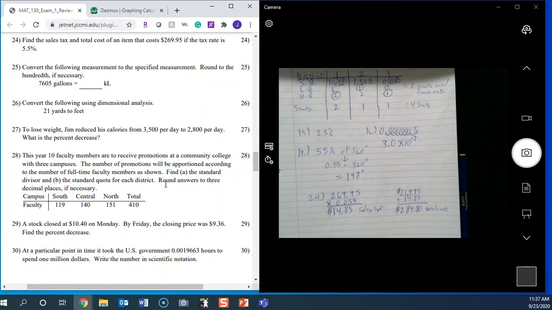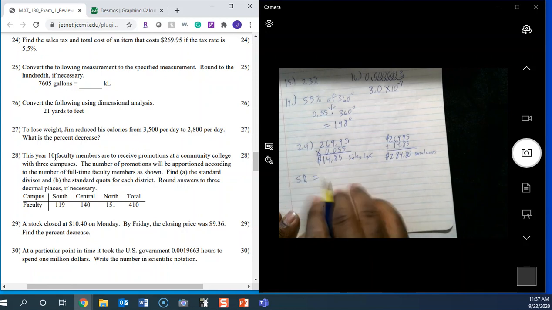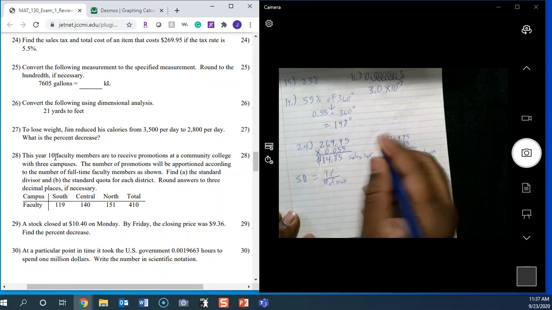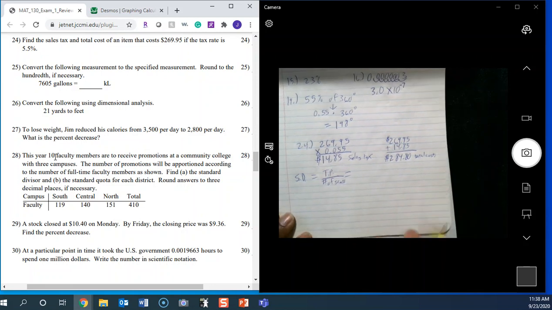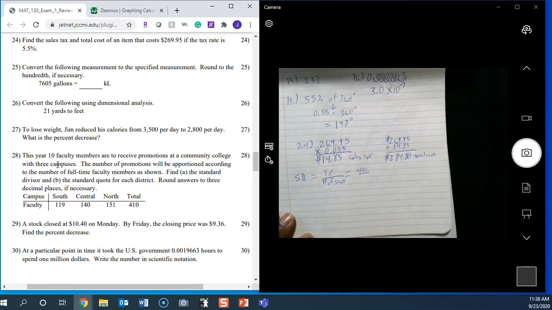Okay, so this is what we would do. The standard divisor is the total population divided by the number of seats here. In this case, it's talking about promotions, but it's still number of seats. So the total population, if you notice, is 410. And the total number of promotions or seats is 10. So the standard divisor is 41. So that would be your standard divisor.